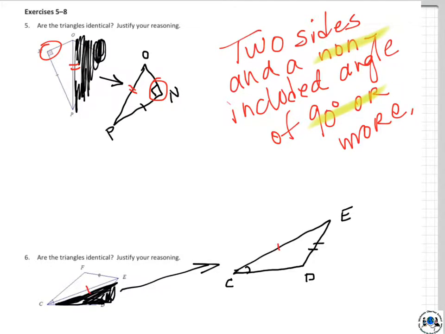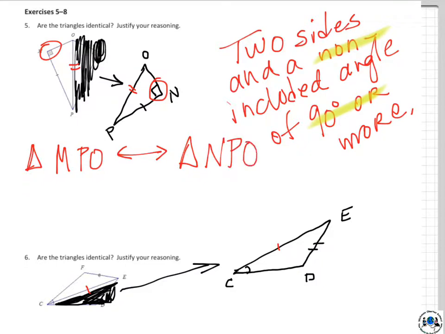Before we talk about 6, which I've left drawn down there, I just wanted to finish up on 5. We didn't write down the correspondence. The correspondence was triangle MPO corresponded to triangle NPO. Just wanted to get that out of the way. Didn't want to neglect that because those were identical.